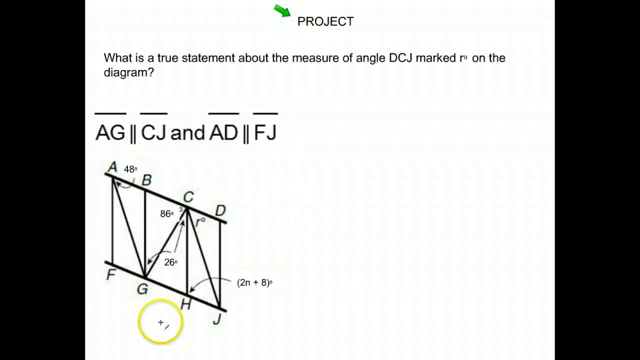All right, so in the project, you're going to have a figure similar to this. Now, I changed the numbers in it, so you would have to do a little work on your own, okay? What is a true statement about the measure of angle DCJ that's marked R degrees on the diagram?